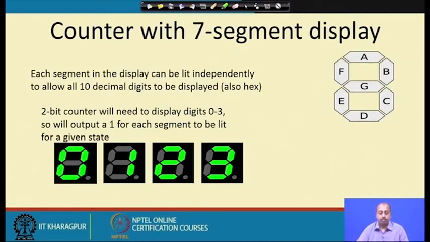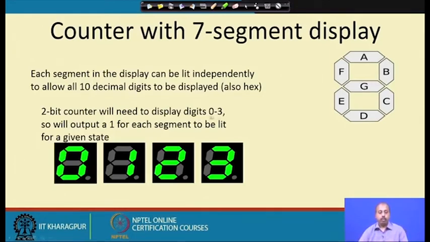Next example that we will look into is a counter with 7 segment display. So, we have got a 7 segment display with A, B, C, D, E, F, G, and each segment in the display can be lit independently to allow all 10 decimal digits to be displayed. So, this is 0, 1, 2, 3 like that, and there will be a 2-bit counter, we will need to display the digits 0 to 3.